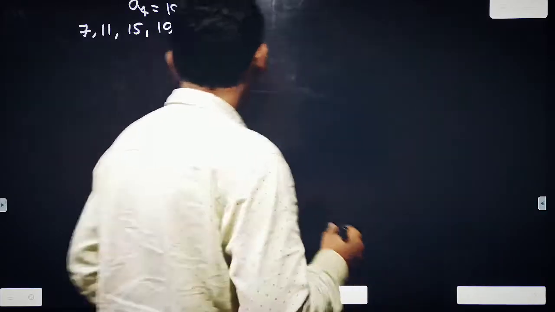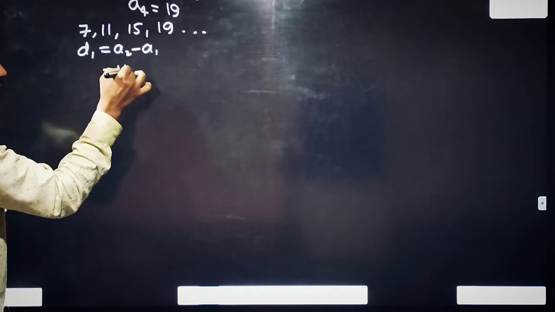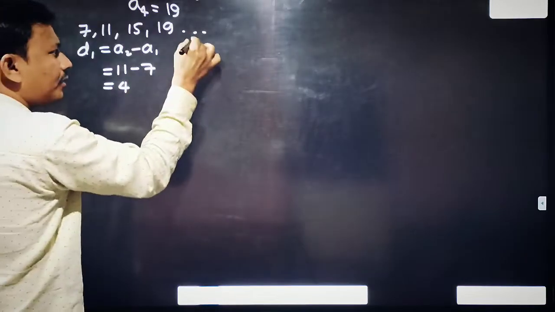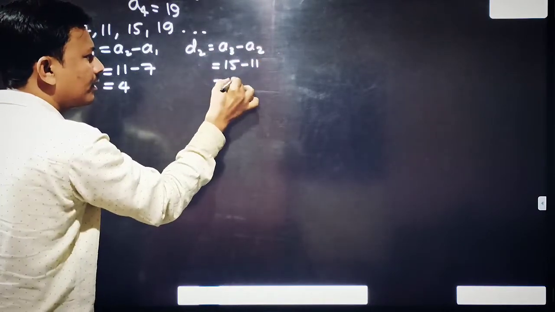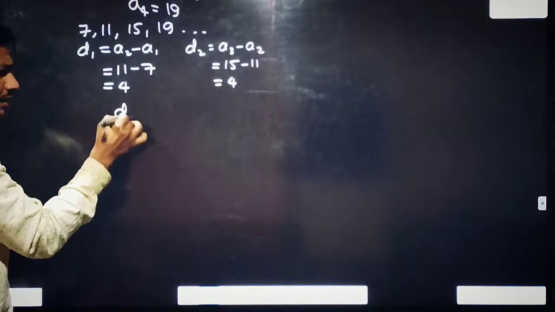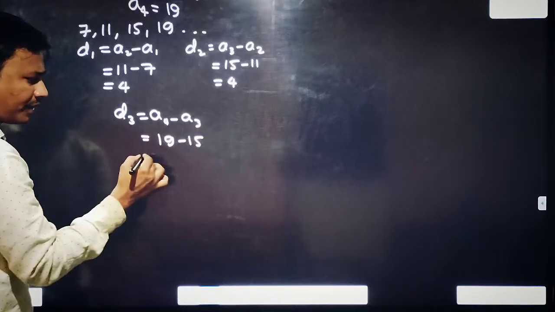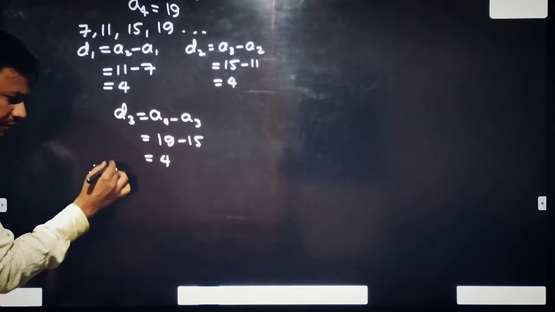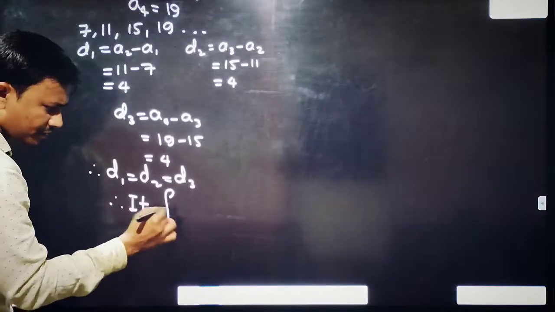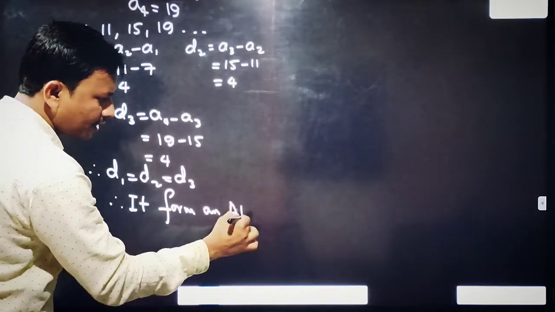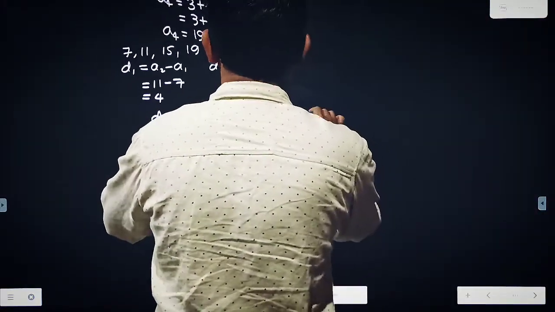Correct? Okay. D1 is equal to A2 minus A1, 11 minus 7, which is 4. D2 is equal to A3 minus A2, 15 minus 11. D2 is 4. Then D3 is equal to A4 minus A3, 19 minus 15. What is the answer? 4. Therefore, D1 equal to D2 equal to D3. Therefore, it forms an AP. Correct? Okay.